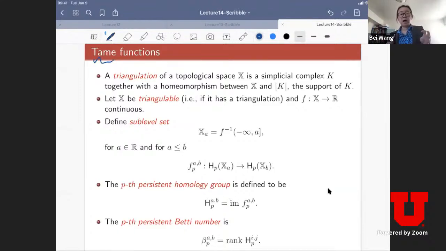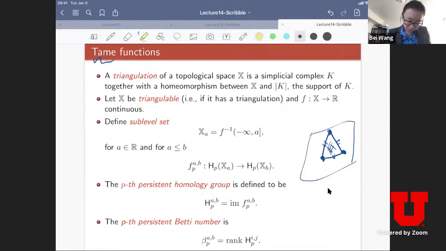First of all, I have a topological space. A triangulation of a topological space is a simplicial complex together with a homeomorphism between the space and the underlying space, the support of it. So what is a support? If I have a simplicial complex that has three vertices and three edges in the triangle, right? The underlying space is this piece of space underneath, which is colored yellow.